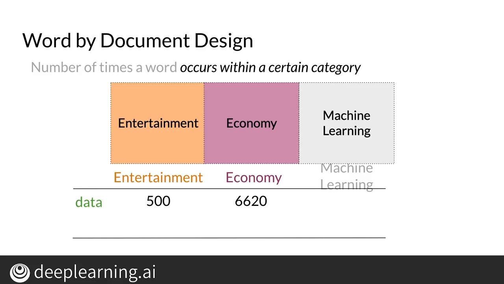6,620 times in economy documents, and 9,320 in documents related to machine learning. The word film appears in each document category 7,000, 4,000, and 1,000 times respectively. Can you get a sense of where this is going already? Once you've constructed the representations for multiple sets of documents or words, you'll get your vector space.